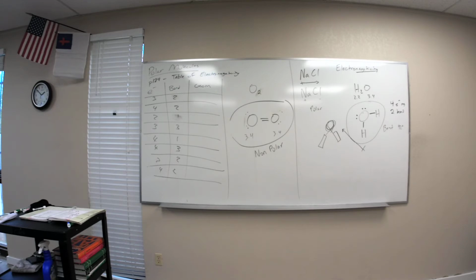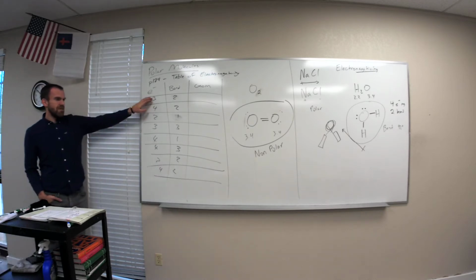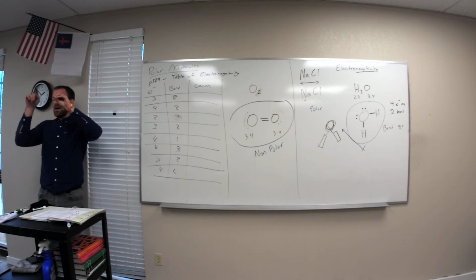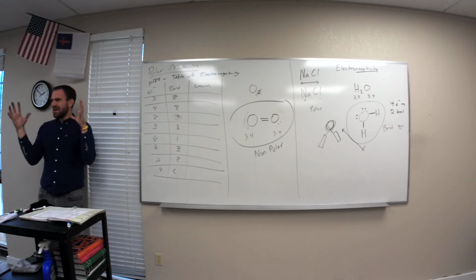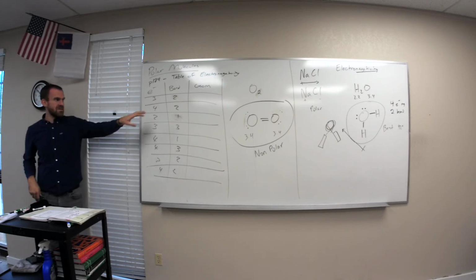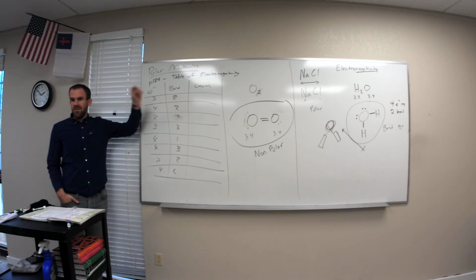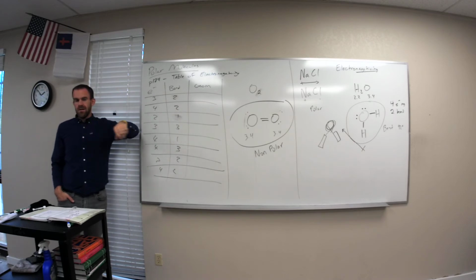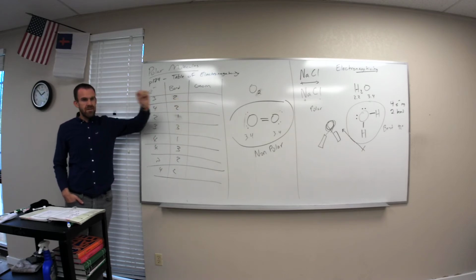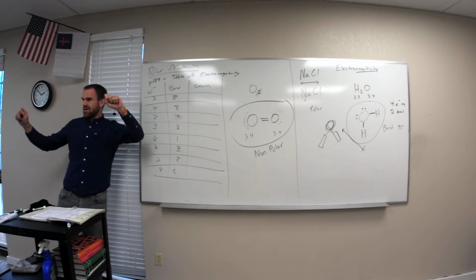So remember, the number of electron regions is, if you take your central atom, how many sets of electrons does it have coming off of it? So this includes bonds and this includes pairs of electrons. This is the number of bonds that are coming off of it, so the number of different atoms that you're linking to.